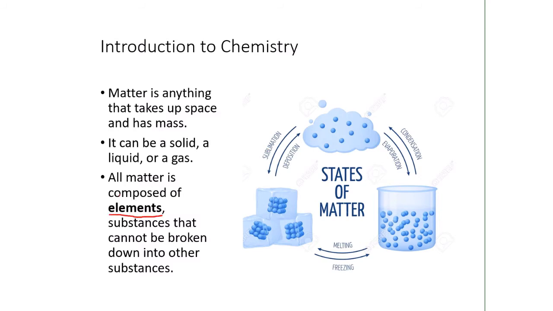What are elements? Elements are substances that cannot be broken down into other substances. So you cannot take oxygen, for example, and break it down into something else. Oxygen is an element, unlike things like water. Water is not an element because water can be broken down into oxygen and hydrogen. So if something cannot be chemically broken down further, then we call it an element. And all matter is composed of one or more elements.